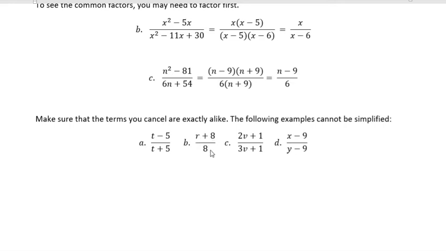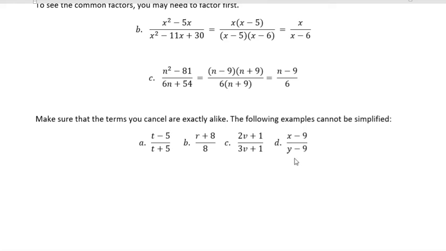Something like this, r plus 8 over 8, is similar to the one I said before. This is part of a binomial. You can't cancel a part of a binomial like that. If it was multiplication, you could. With addition, you cannot do that. These have some similarities, but 2v and 3v are very different, so I can't cancel that. I can't just cancel the ones out. Similarly here, I have different variables. I cannot cancel these 9s because they're part of a binomial.